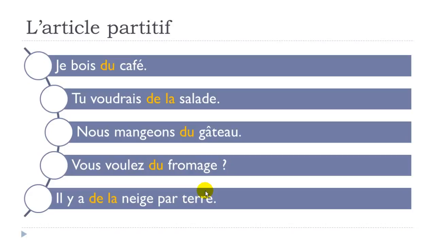Okay, and the last example here. I've been putting this il y a, we'll see that a bit later in this unit, but it will come. Il y a means there is. Il y a de la neige. Neige is snow. Par terre, on the ground. So there is snow on the ground. Il y a de la neige par terre.